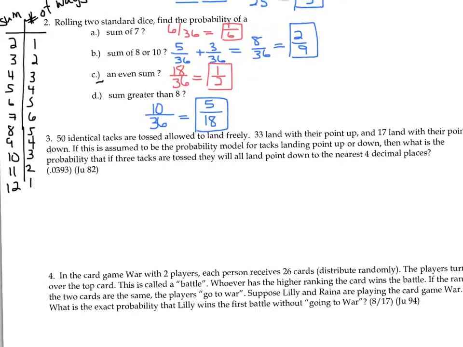Number 3, 50 identical tacks are tossed and allowed to land freely. 33 land with their point up and 17 land with their point down. If this is assumed to be the probability model for the tacks landing point up and down, then what is the probability that if 3 tacks are tossed, they will all land point down to the nearest 4 decimal places?